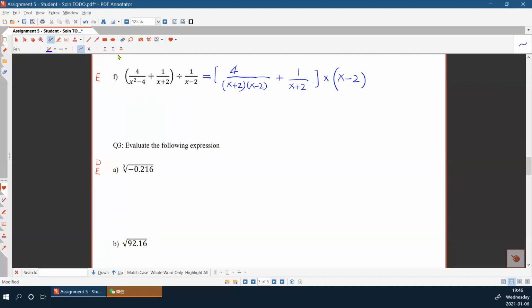Next, do not hurry to combine these two terms, because you can easily see that we can cancel x minus 2 for the first term, right? So do not haste to combine the first two terms. Okay, use the distributive law first.